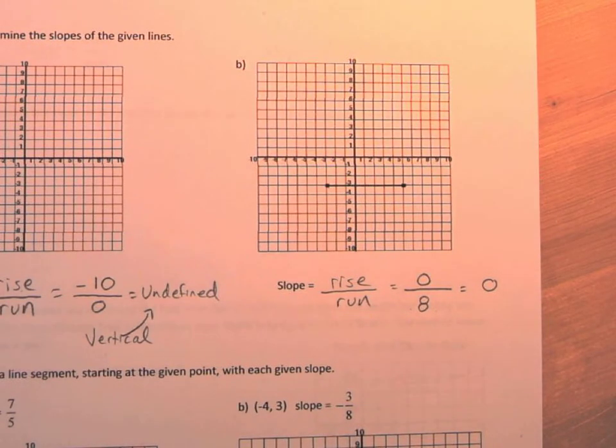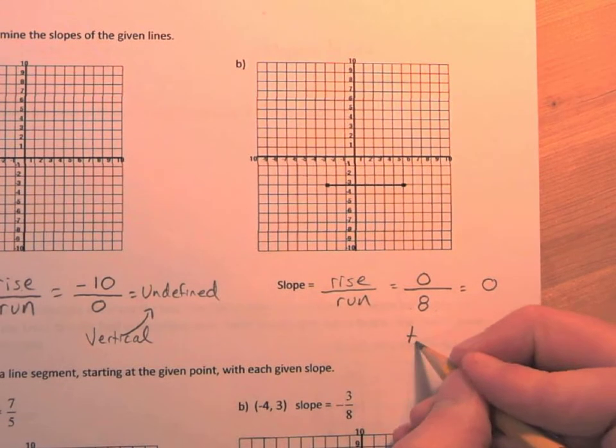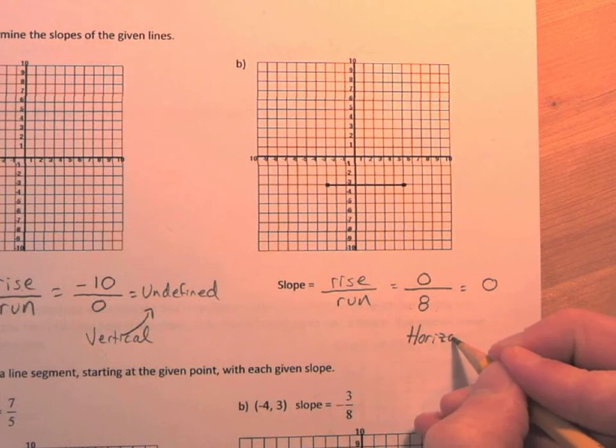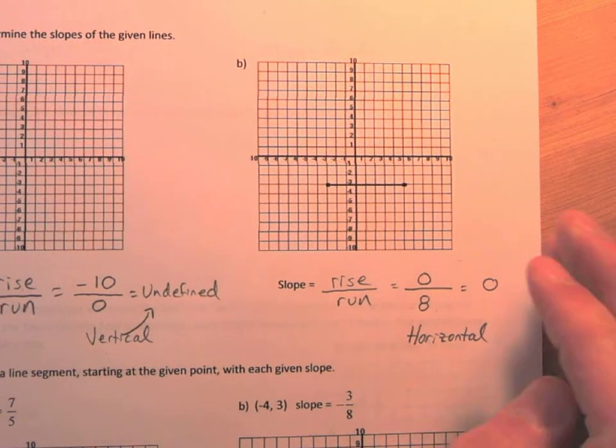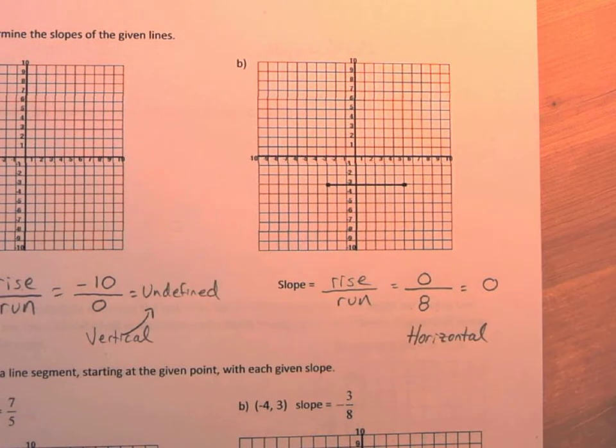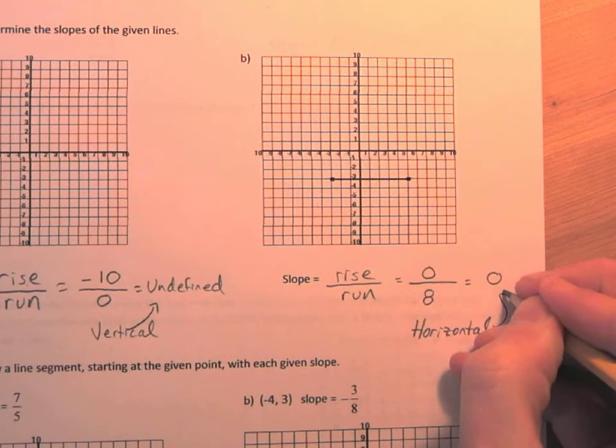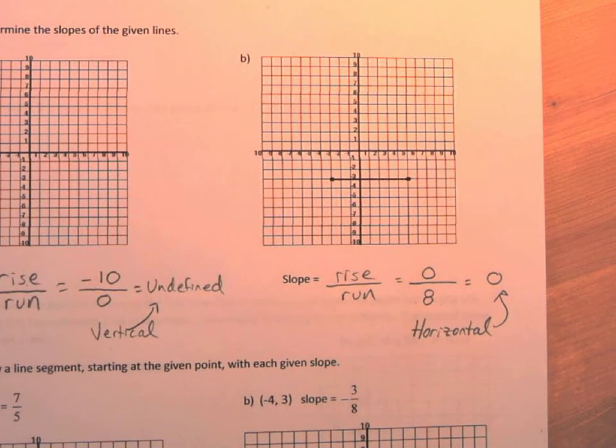So one thing to note here is any horizontal line, or a straight line that's completely sideways like this, has a slope of 0, which means it does not increase in the y direction for any movement in the x direction. It stays on the same y value.